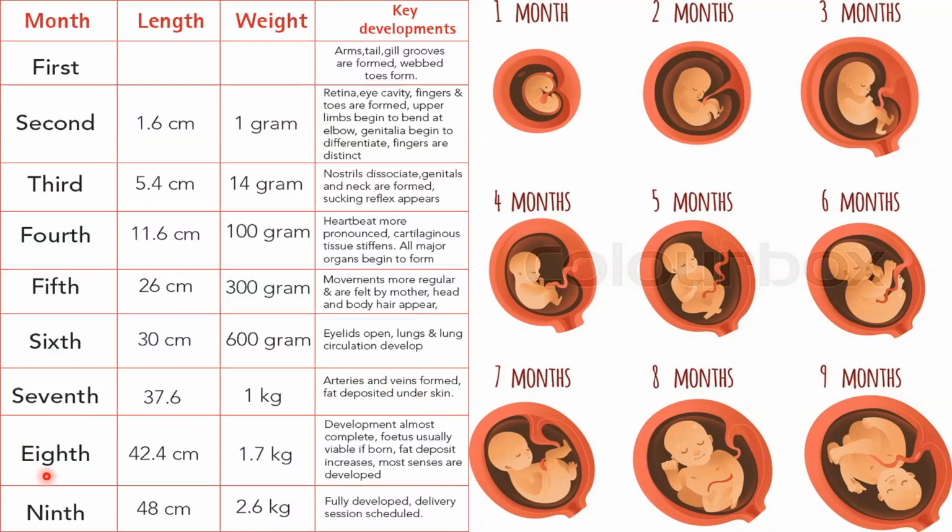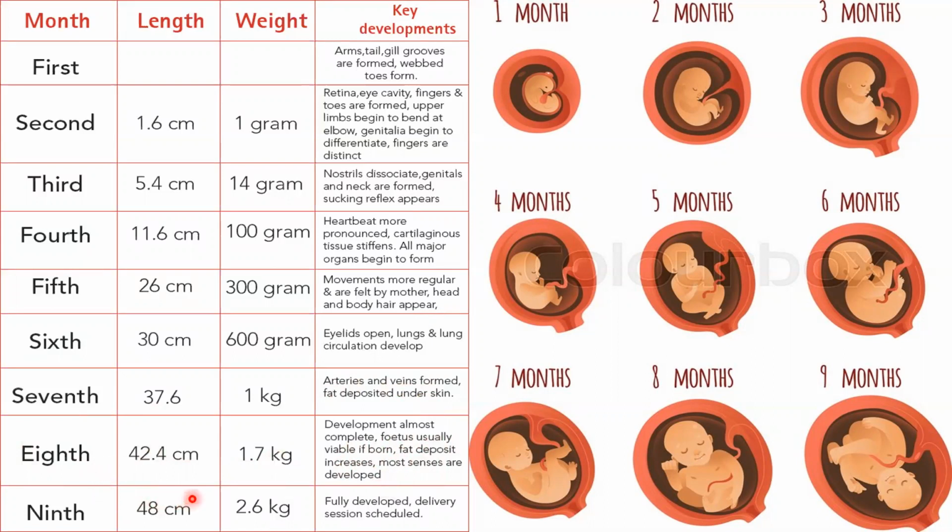In the 8th month, the length is 42.4 centimeter, the weight is 1.7 kilogram. Development will almost be complete and the fetus will be viable if it is born. Fat deposit will increase and senses will be developed.